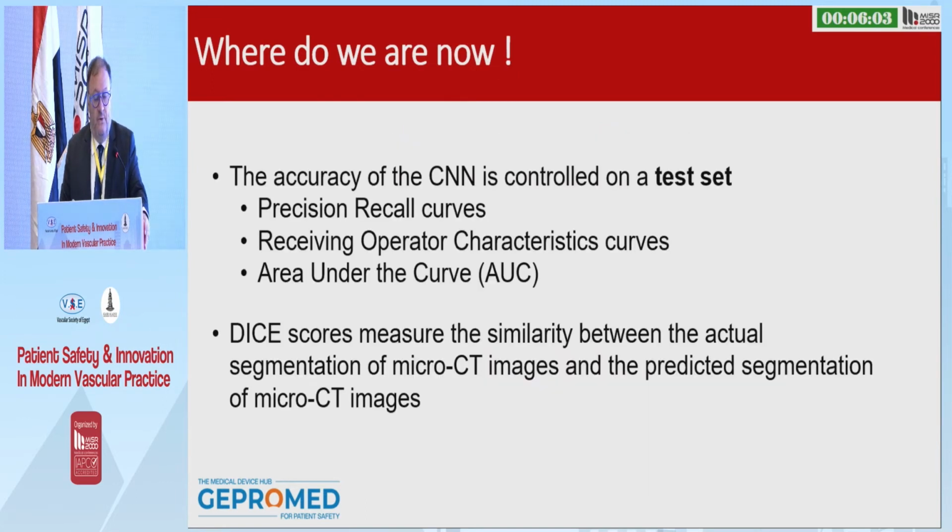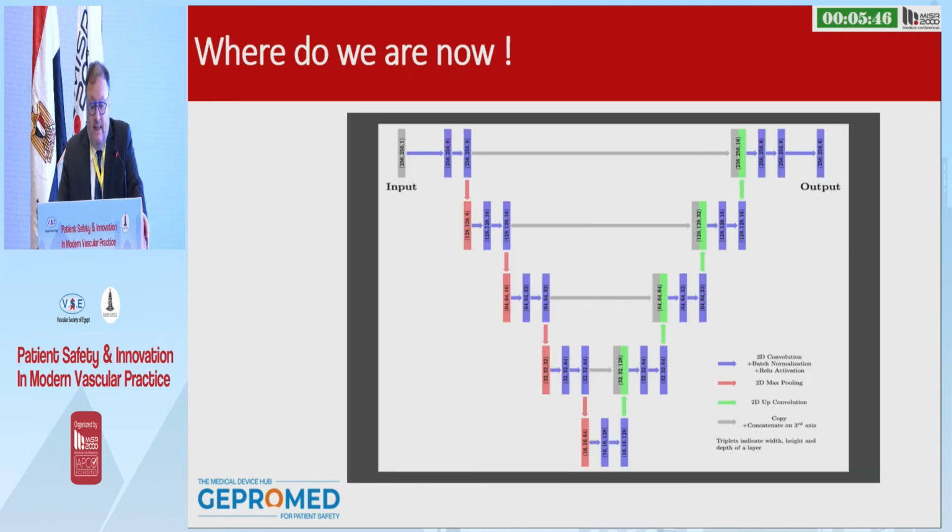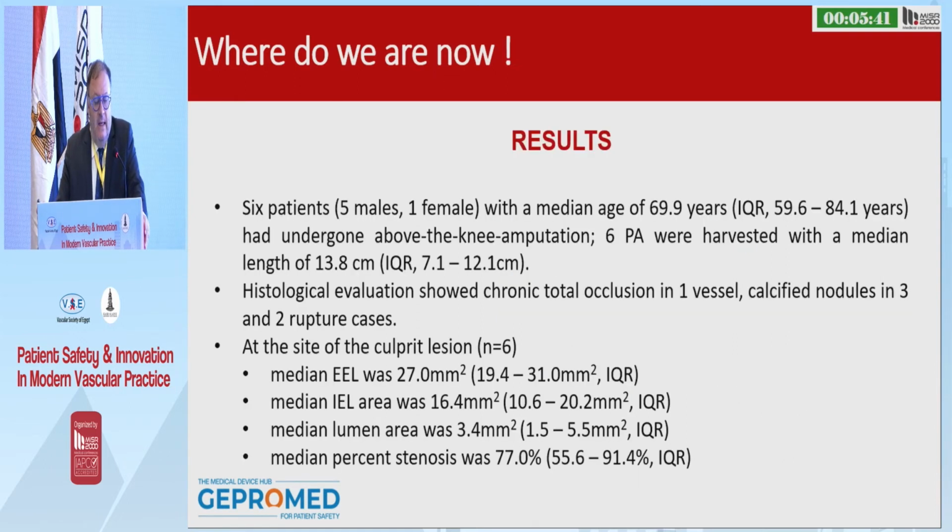Next step was to evaluate the accuracy of the CNN and to control all this, precision, about precision recall curves, ROC, and so on. And this is the AI model, the U-Net model that is very well known. And as preliminary results, we have now more and more arteries. We had different lesions. We have 5 males, 1 female. The length of the lesion was 13.8 centimeters.